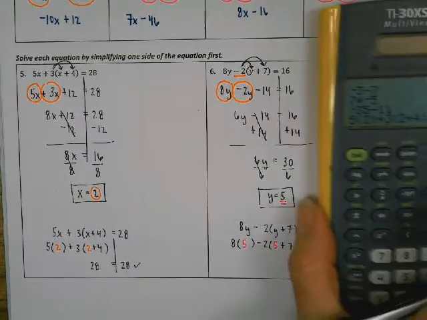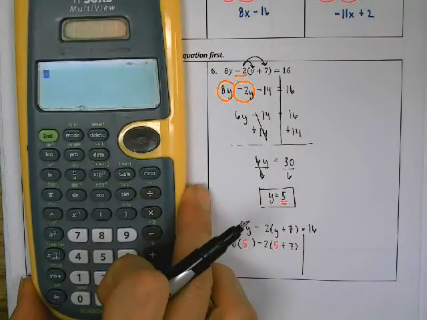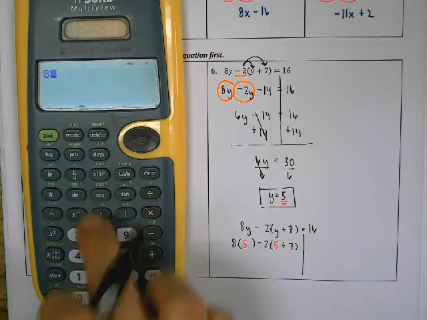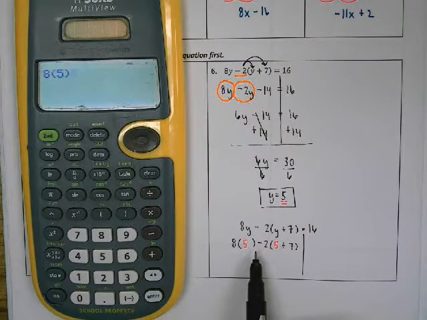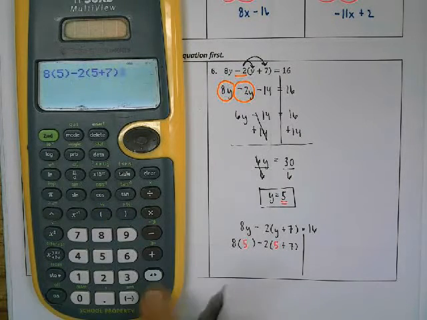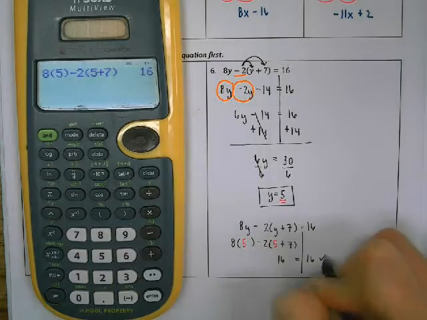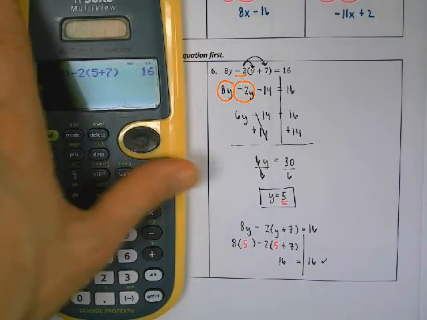And then I go to my friend the calculator here. Let's see if I put it over here. Can you see that? Yes. So again, typing in exactly what I have on my paper. Hit enter and I get 16, which is equal to 16, so we know we solved it correctly.